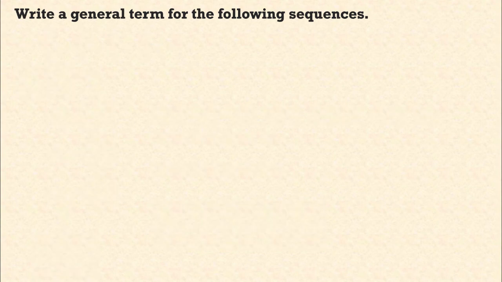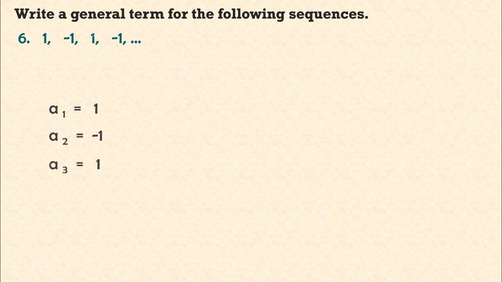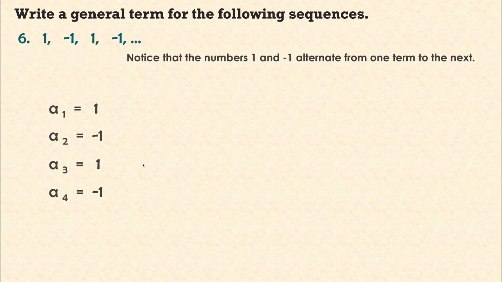Now another example. Here we have 1, negative 1, 1, negative 1. So a sub 1 is 1, second term is negative 1, third term is 1 again, and fourth term is negative 1. So notice that here, the numbers 1 and negative 1 just alternate from one term to the next, as you can see in the given.